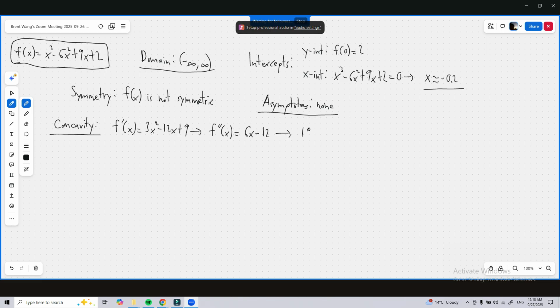So inflection point at f prime prime x equals 0. This is where 6x minus 12 is equal to 0, or x equals 2. So f of 2 is equal to 4, so (2, 4) is a possible inflection point. We'll see later on if it is. F prime prime x, the second derivative, is negative from negative infinity to 2.